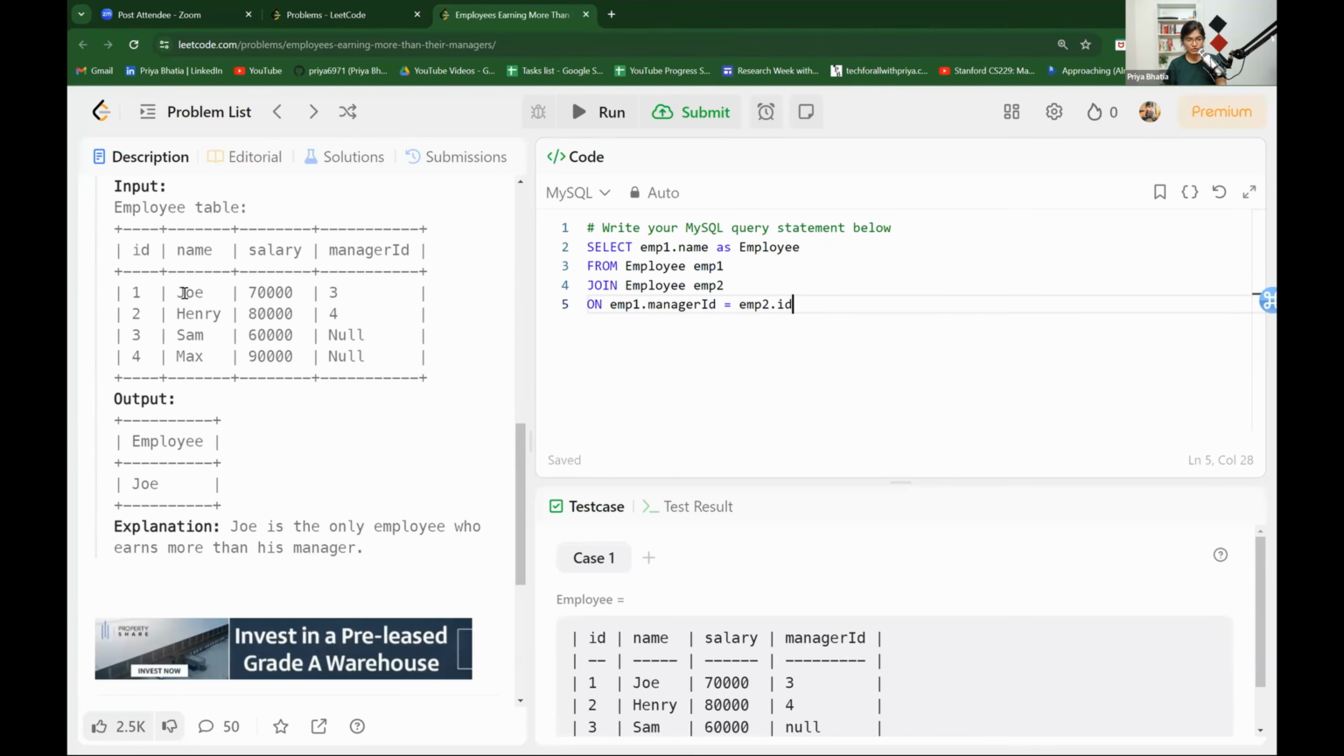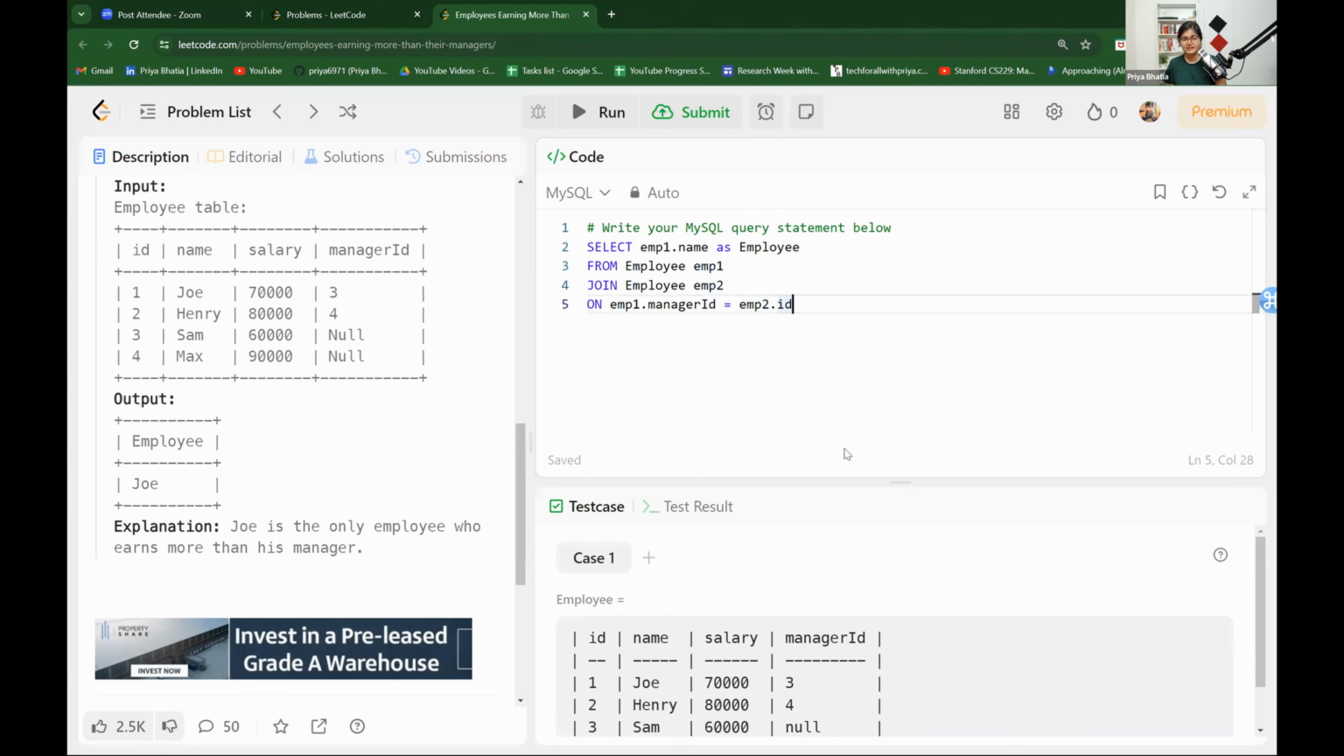For example, for this Joe case, I'm starting, let's say, scanning from this record. I'm looking for this employee 1 Joe. What is the manager ID? It is 3. So I'm saying this 3, is it available in the employee ID? Yes, it is available. There is a match. If there is a match, then what I have to do? So emp1 manager ID is equal to emp2.id. It indicates that the manager of Joe is Sam, if I just have to refer by name.